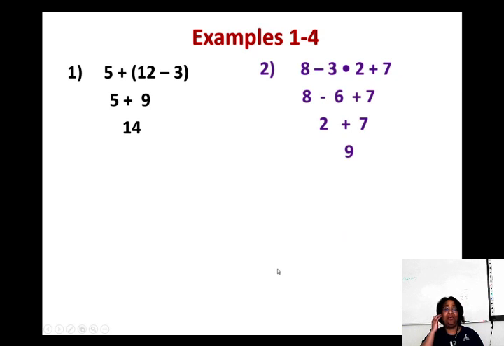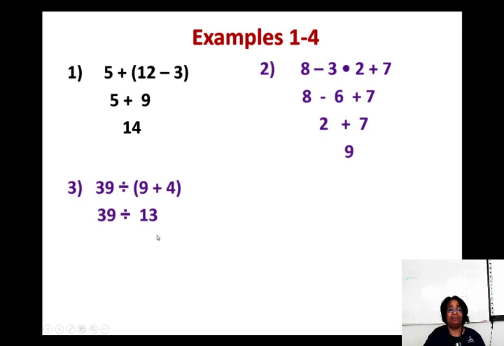So I'm doing it in order from left, right. Please excuse my dear Aunt Sally. Left, right. Okay? What about number 3? What should I do first? 9 plus 4. 9 plus 4, because of the parentheses. 13. So that's my favorite number, right? 13. So what's 39 divided by 13? 3. Okay? And the last example on this page is, what do I do first?